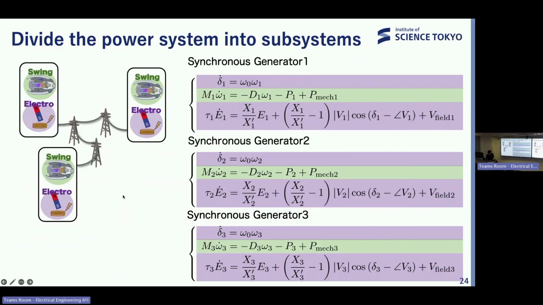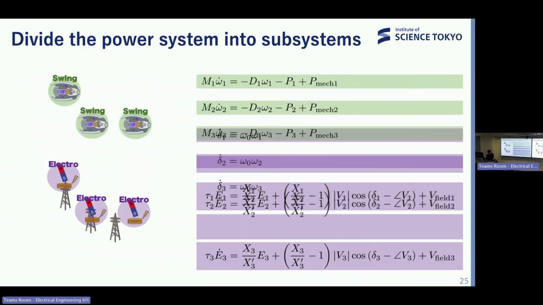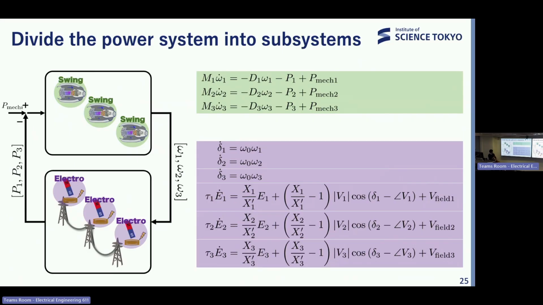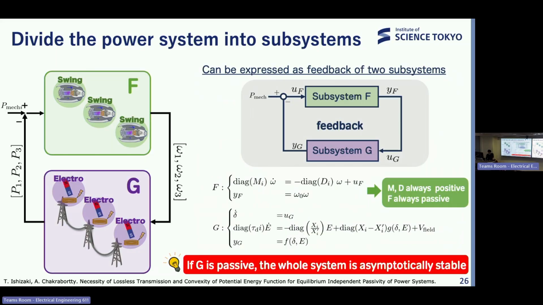So if there are three generators in the power system, we can consider the two parts of the subsystem, and the whole power system is modeled as a negative feedback of swing dynamics and electromagnetic subsystems. Now we call the swing dynamics subsystem F. The electromagnetic subsystem is called subsystem G.